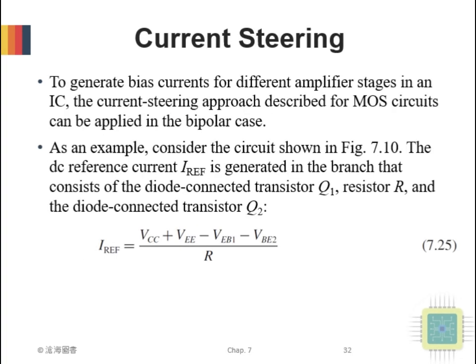To generate bias currents for different amplifier stages in an IC, the current steering approach described for MOS circuits can be applied in the bipolar case. As an example, consider the circuit shown in Figure 7.10. The DC reference current IREF is generated in the branch that consists of the diode-connected transistor Q1, resistor R, and the diode-connected transistor Q2 as in equation 7.25.